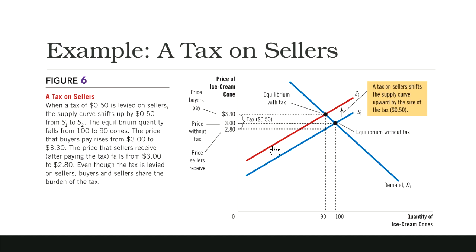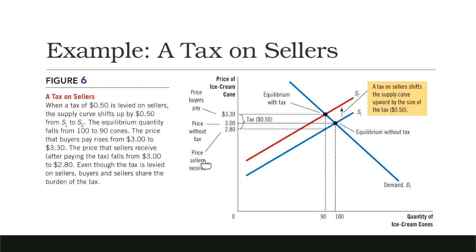Now, what this means is that ultimately the price that buyers pay is $3.30, and the price sellers receive is $2.80. And so this is trying to show us that because of this supply shift leftward, we're at a higher price equilibrium, and consumers now have to pay 30 cents more than they otherwise would have, and they actually bear, in this example, a higher version of the tax.